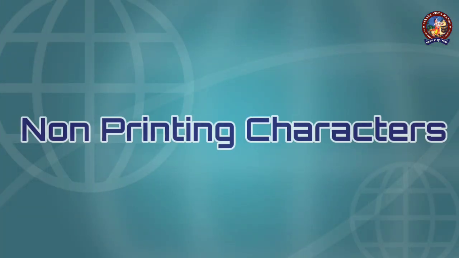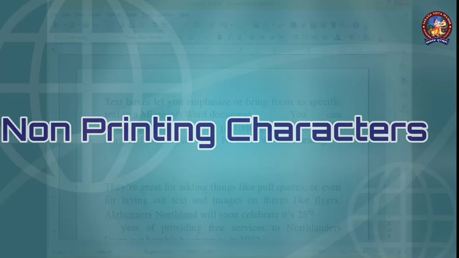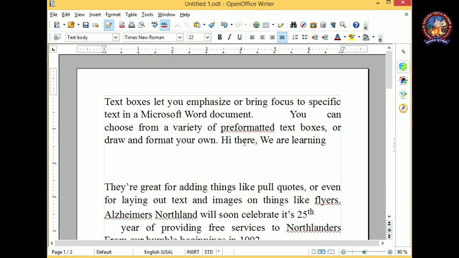Next is non-printing characters. So what are non-printing characters? While we are typing a document, there are various non-printing characters like space, tab, enter. When you press the space bar, it gives a small gap. When you press a tab, it gives a longer gap, and when you press enter, it goes to the next line. But these are not printed on paper, so sometimes you may need to see where the non-printing characters are placed in your document when your document is highly formatted.